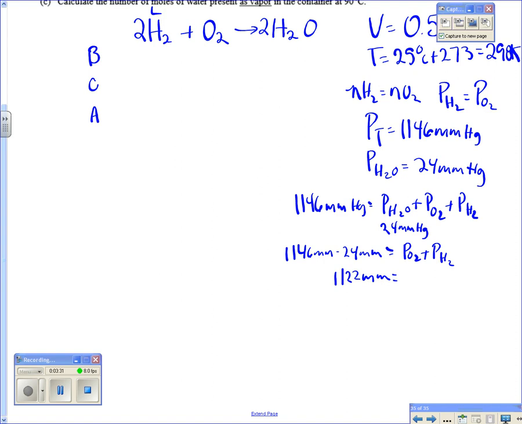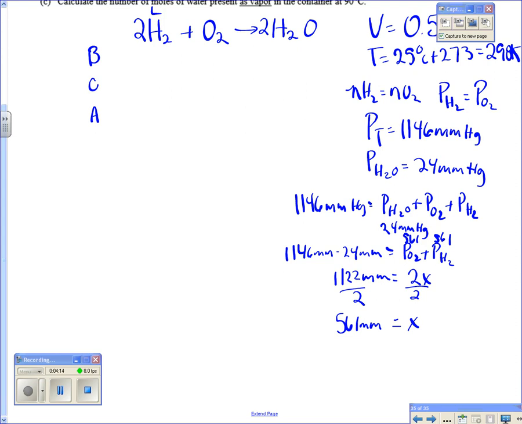Basically, I know these two, the PO2 and the PH2, are the same. So I'm looking for X, and I know it's 2X. If I divide the 1122 by 2, I end up with the pressure of both O2 and H2 as 561 millimeters of mercury, because 561 plus 561 gives me that 1122. Now that helps me, because now I know a pressure. As soon as I know pressure, volume, and temperature, I can find moles.